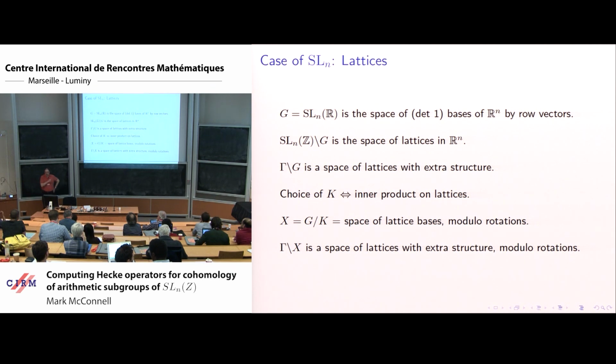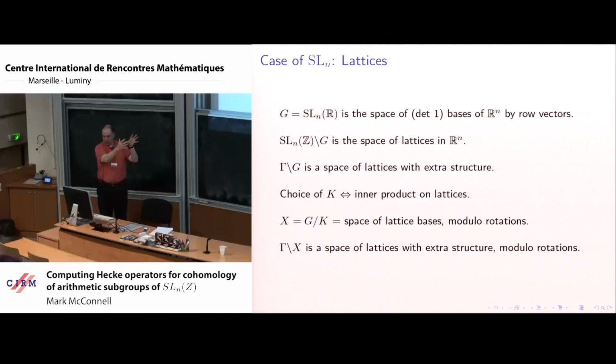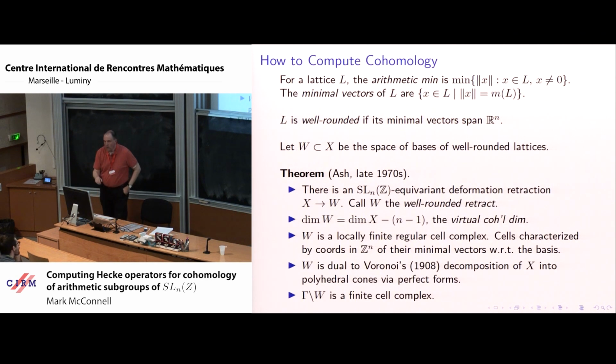Then we made a choice of maximal compact subgroup K earlier. Usually you just take the standard dot product on R^n, so you get the standard SO(n,R). So that puts an inner product on the lattice, which I suppose it didn't have before on this slide. So then in this formalism, X = G mod K is the space of lattice bases modulo rotations and reflections. And so finally, X mod gamma is a space of lattices with extra structure modulo rotations. So basically, when I talk about X mod gamma, think of a point in that as being a lattice, and rotations don't matter.